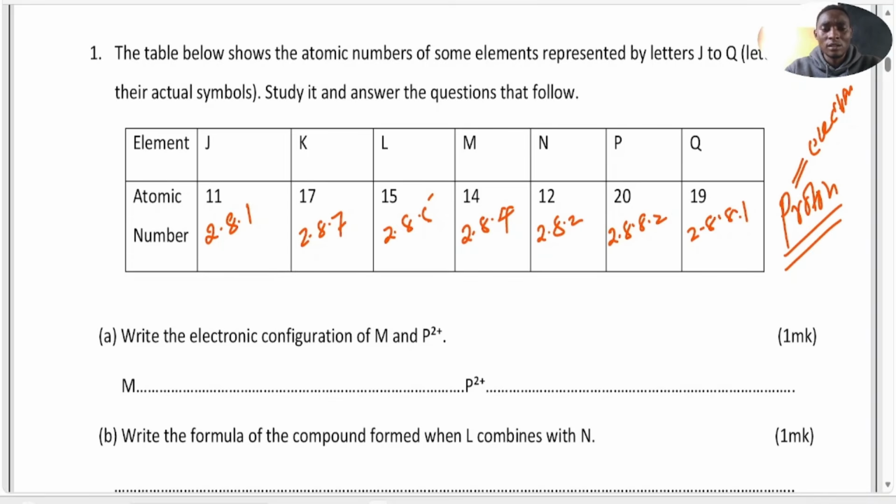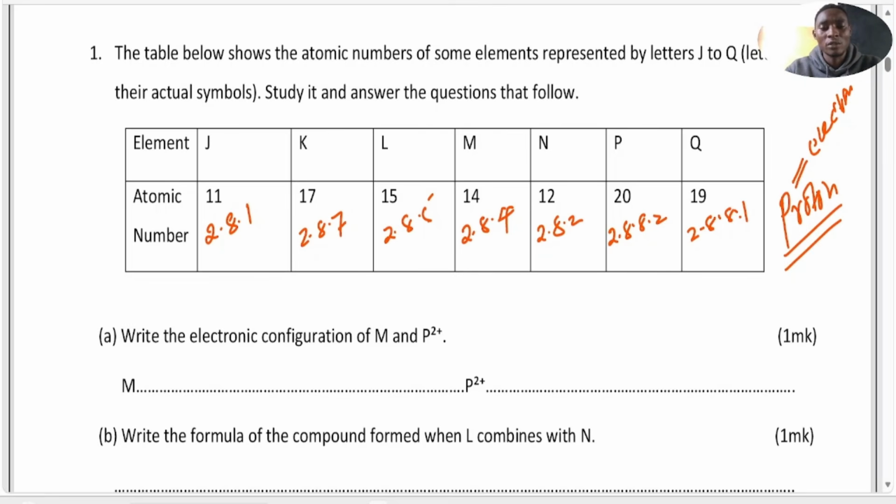So these are elements or atoms of elements in different groups and different periods. We have elements in period 3, and we also have elements in period 4. We have elements in common groups and others in different groups.